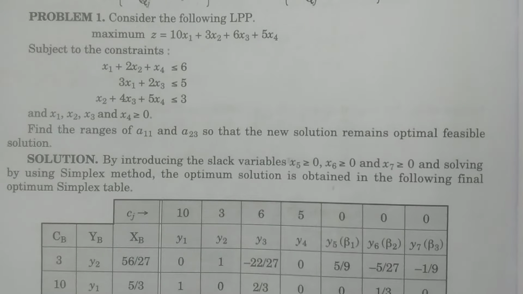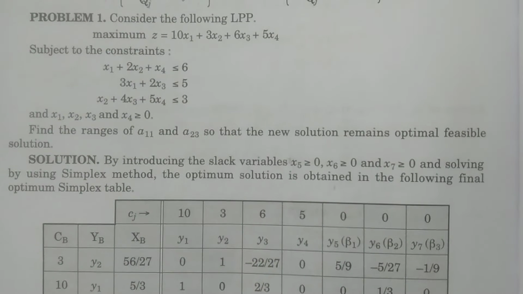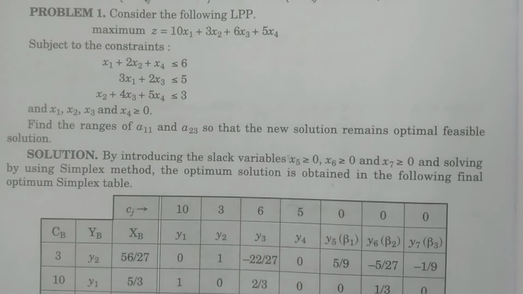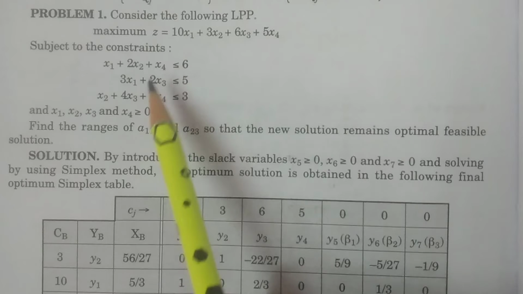In this class, I explain one problem and the changes in the elements of coefficient matrix A, that is Aij, in the post-optimal analysis. You see the problem.